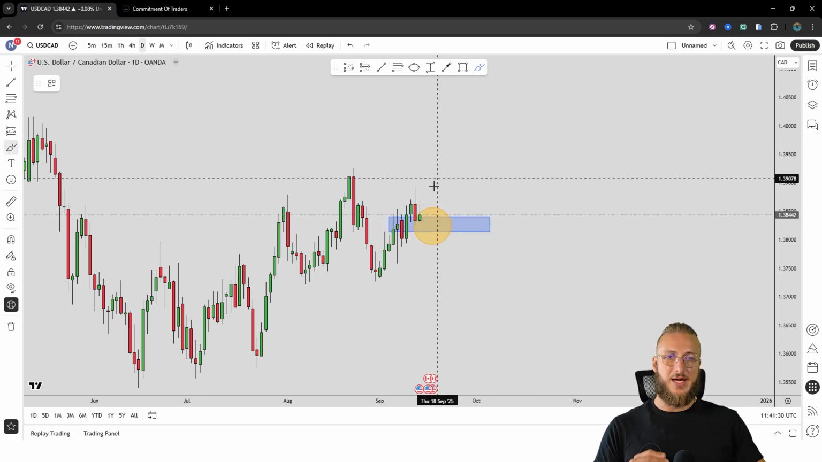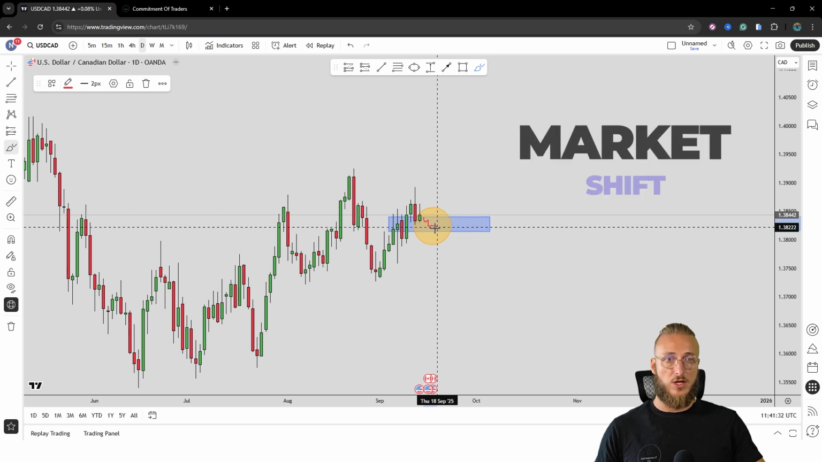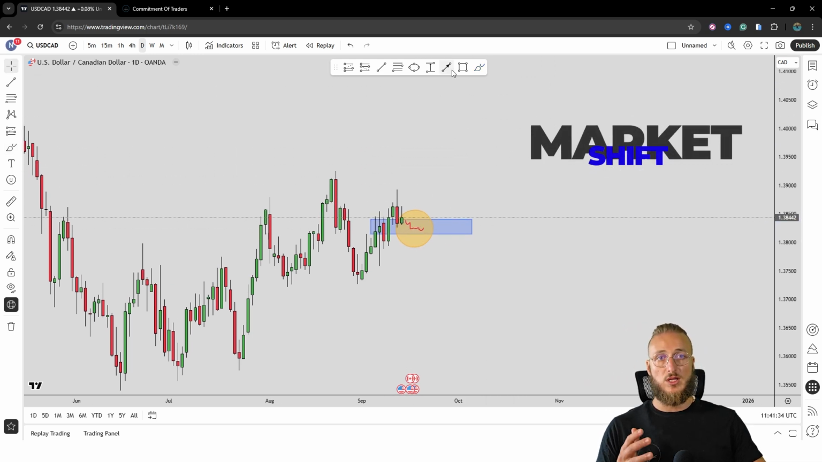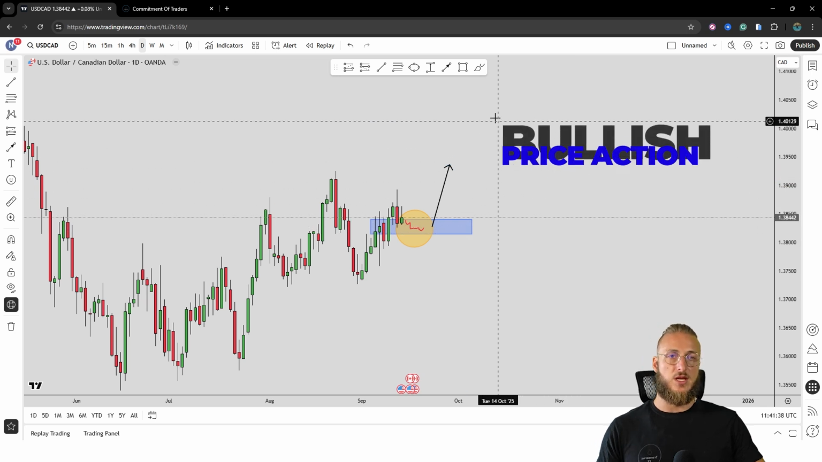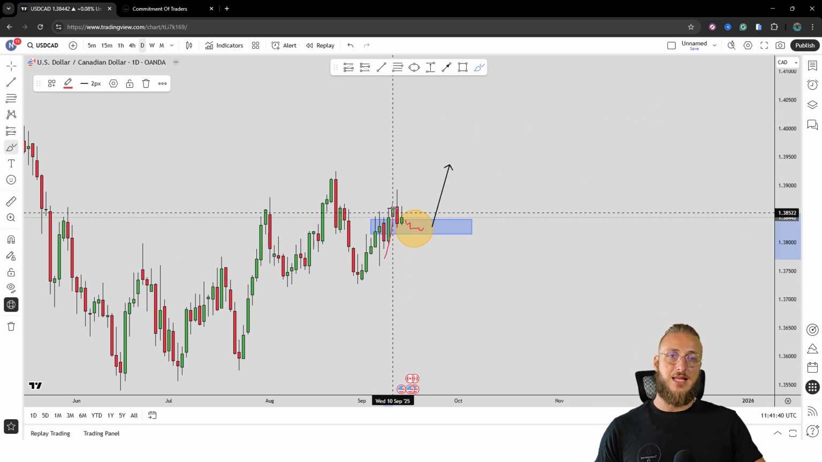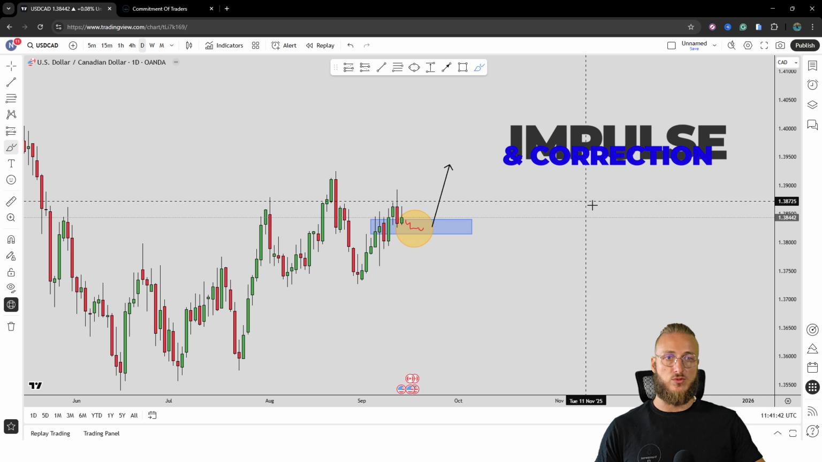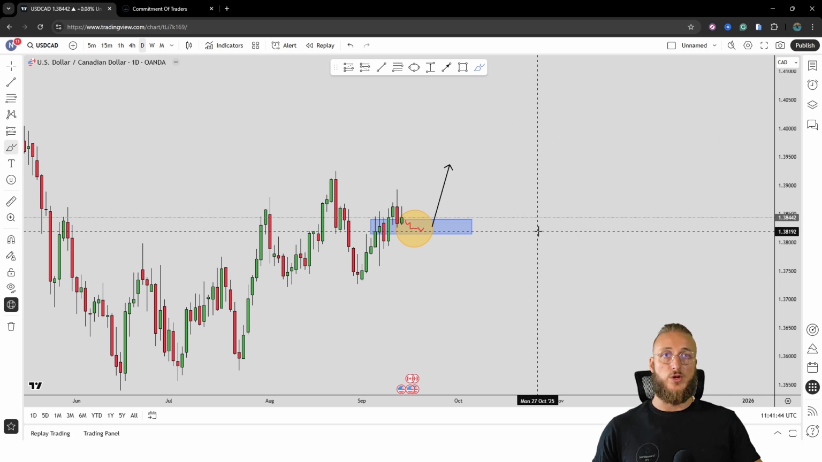Therefore, what I would expect is that if this market would shift from an intraday bearish to bullish market, I wouldn't be surprised to see a potential rejection to the upside away from this area for the market to complete this daily impulse, correction and impulse pattern to the upside. That definitely wouldn't surprise me.